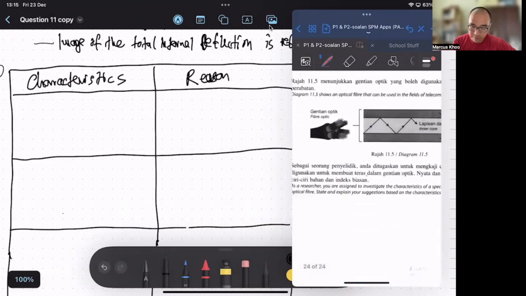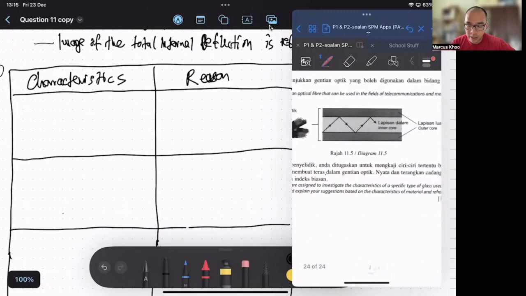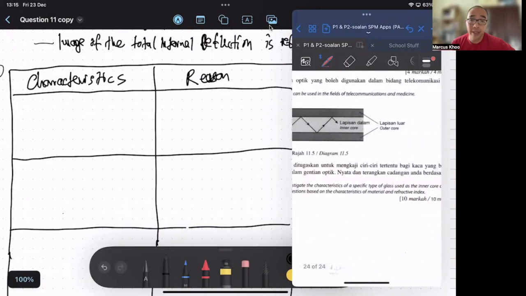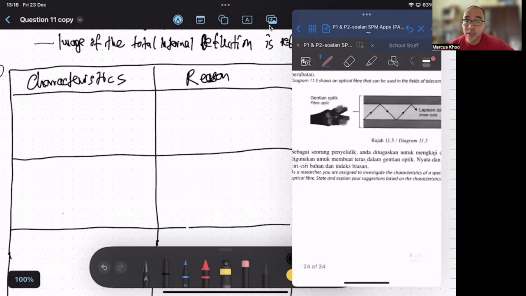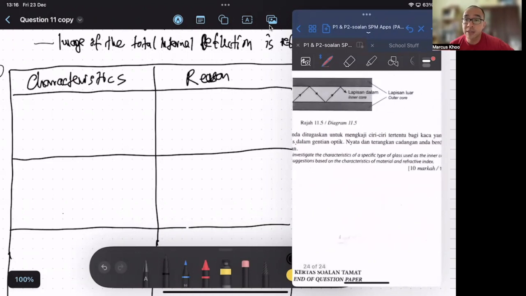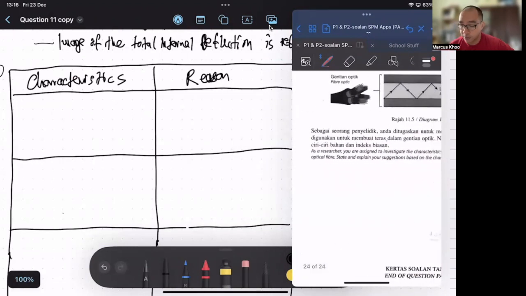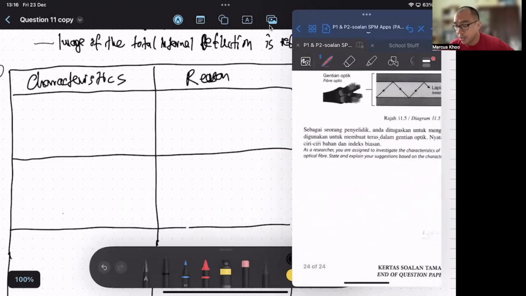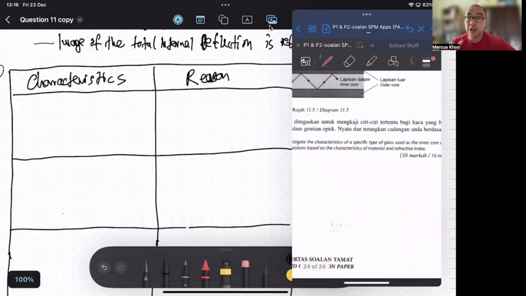Okay, final question. Diagram 11.5 shows an optical fiber that can be used in the fields of telecommunications and medicine. Okay, so you have the fiber optic over here. So as a researcher, you are assigned to investigate the characteristics of a specific type of glass used as the inner core of the optical fiber. State and explain your suggestions based on the type of material and refractive index. Okay, so sorry, not the type of material, the characteristics of the material. So you don't even have to mention the type of material.